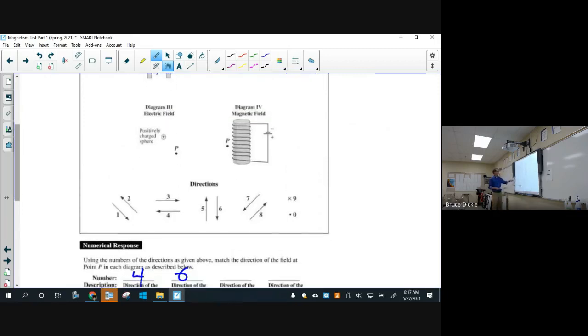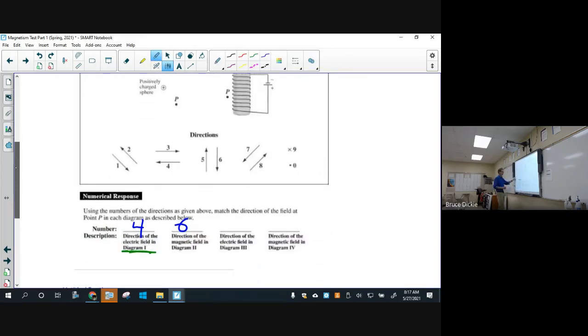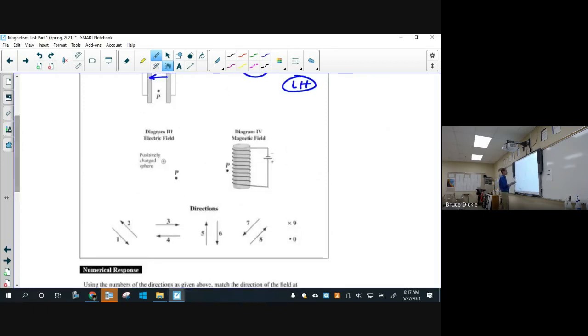The third diagram, we have an electric field again. We're looking for the direction of the electric field caused by that positively charged sphere. The electric field points away from positive toward negative. So the electric field at point P is pointing down and to the right, which is option 1.